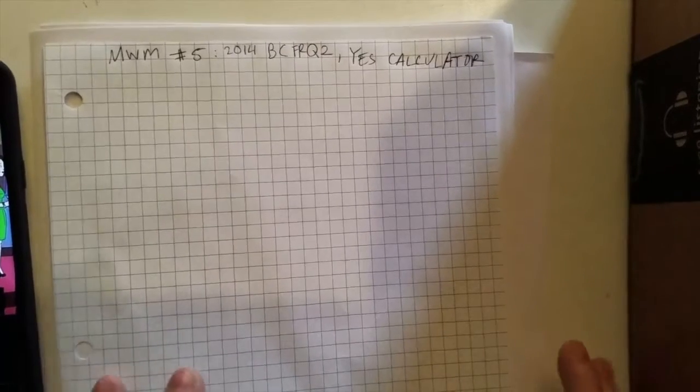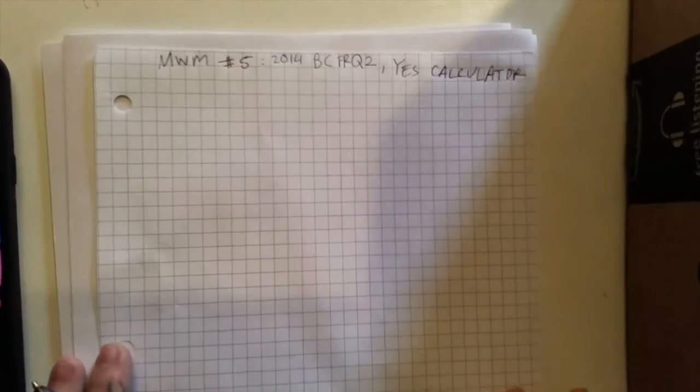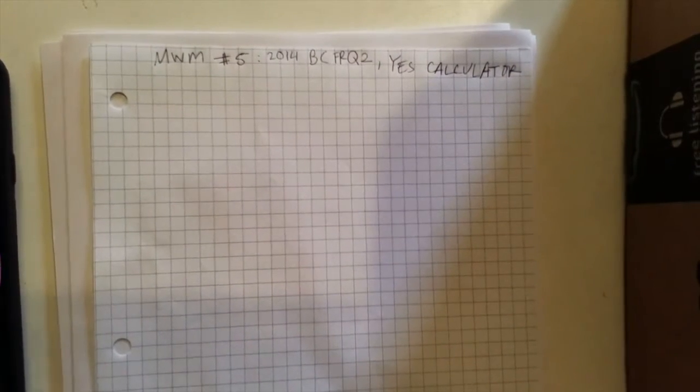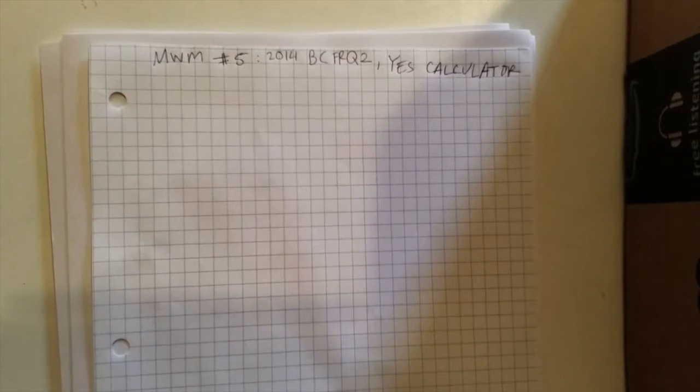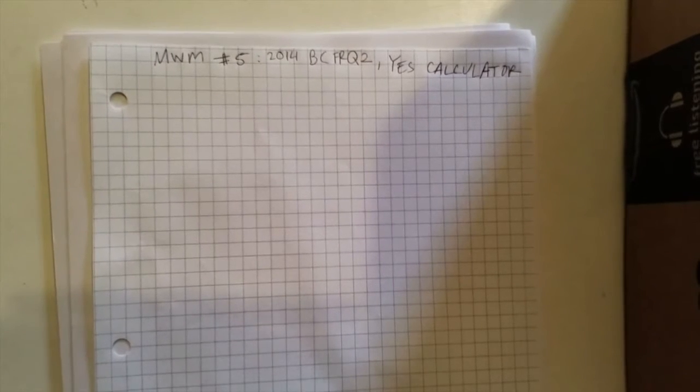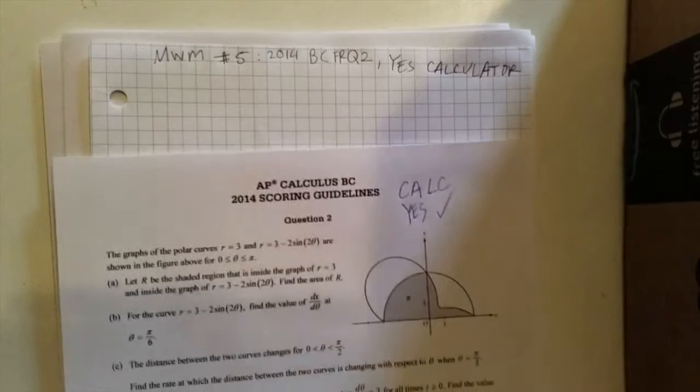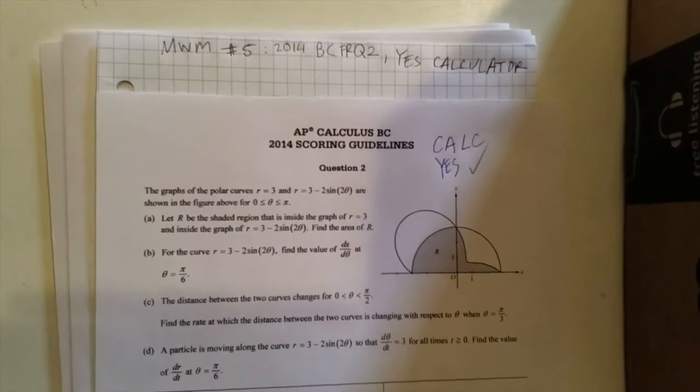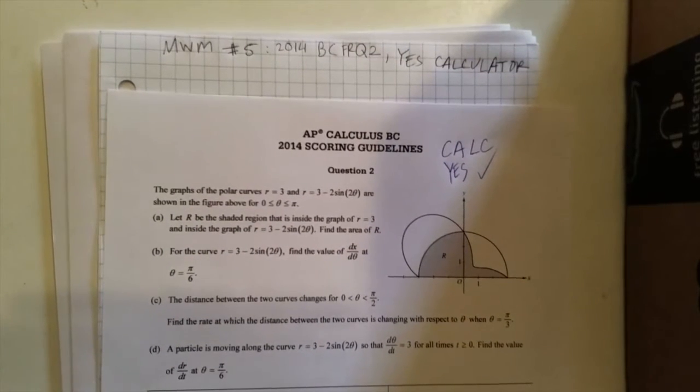Alright teens, we're going to talk about FRQ number 2 from the BC 2014 exam. What we're going to do first is we have a polar graph. So this is the question really quickly. I have the answer key in front of me, but I'm not going to reveal that to you. We're going to do it together.